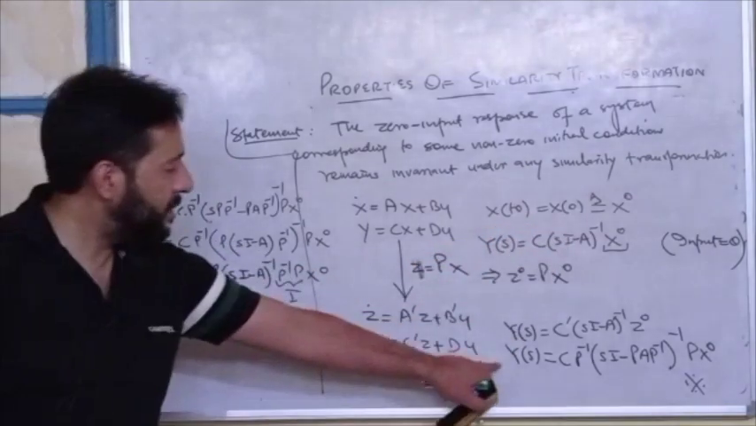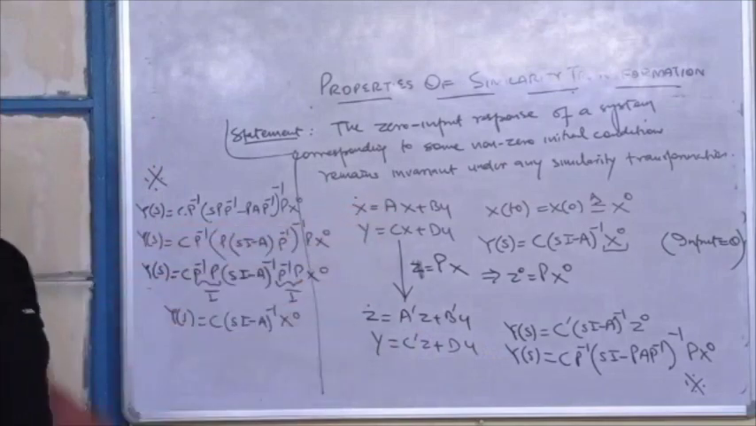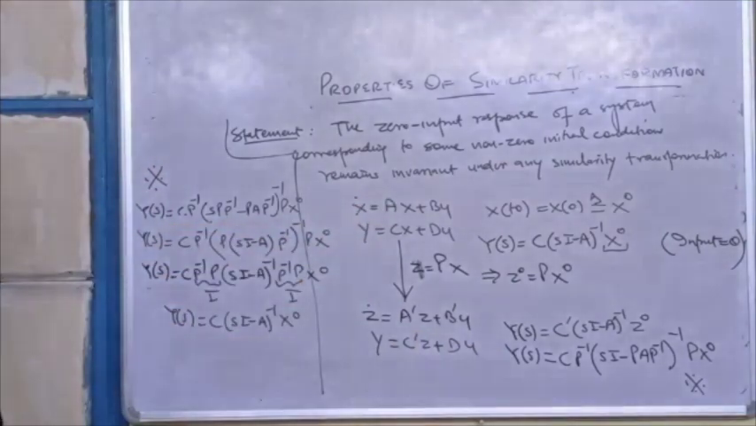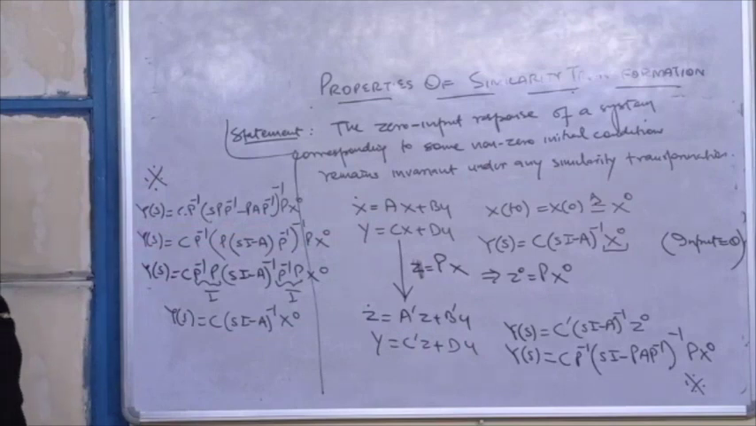Starting with this, I have got this one. So that means the zero input response of a system corresponding to some set of initial conditions, it also remains invariant under any similarity transformation. So, dusre lafzo mein kehne ka matlab ye hai ki input output dynamic system ki change nahi hoti hai when you perform a similarity transformation.